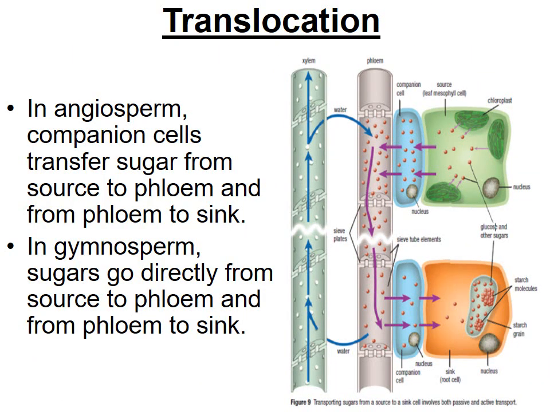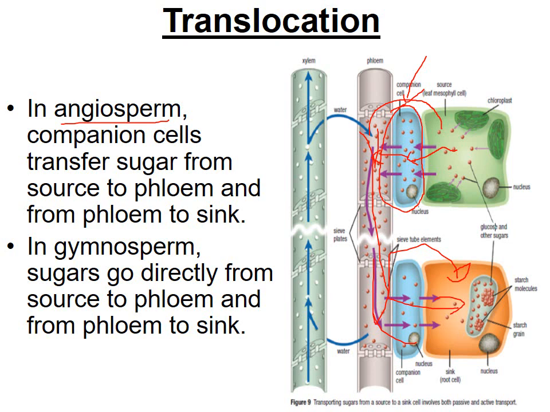If you look at angiosperms, they usually have companion cells that are involved in this process. Before the sugar goes into the phloem, the sugar goes into the companion cell, and then from the companion cell into the phloem, and then from the phloem into the companion cell there, and then into the sink cell. In gymnosperms, there's no companion cell. It's just a direct transport from the source cell to the phloem, and then from the phloem to the sink cell.